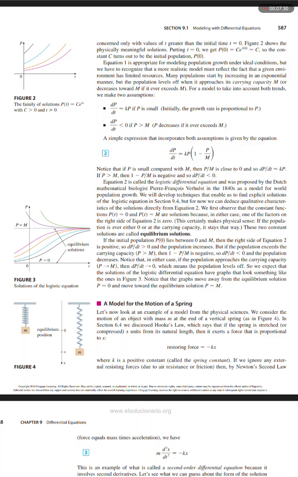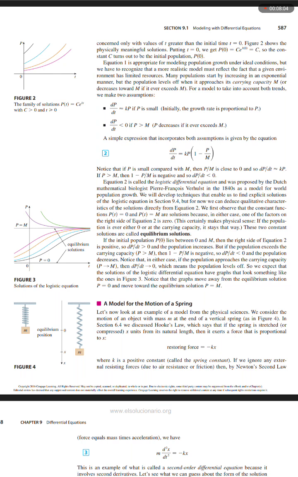Equation 2 is called the logistic differential equation and was proposed by the Dutch mathematical biologist Pierre-François Verhulst in the 1840s. As a model for world population growth, we will develop techniques that enable us to find explicit solutions of the logistic equation in section 9.4. But for now, we can deduce qualitative characteristics of the solutions directly from equation 2.